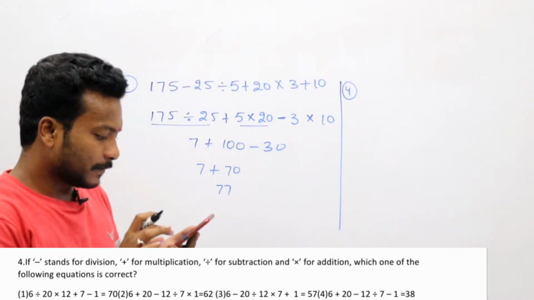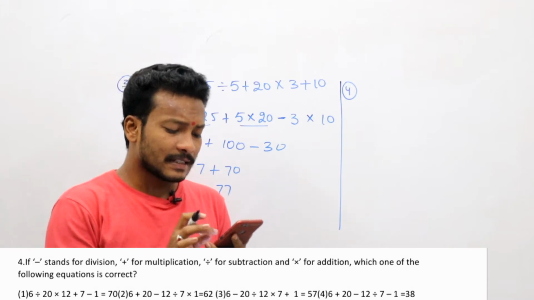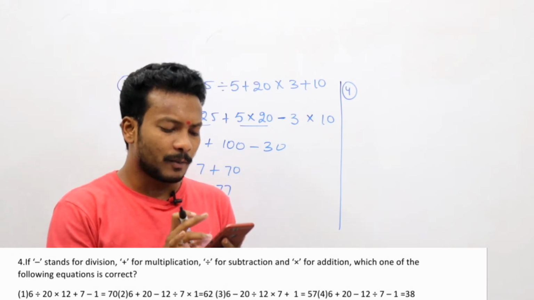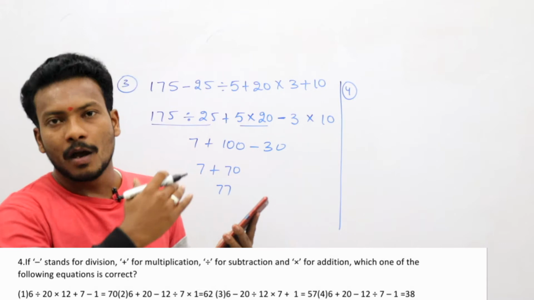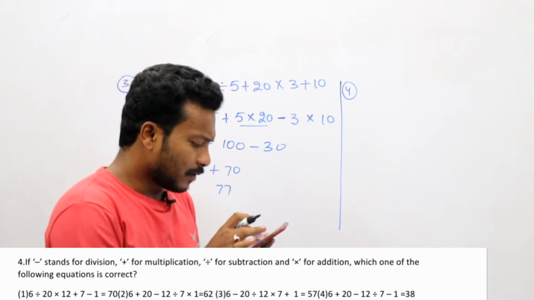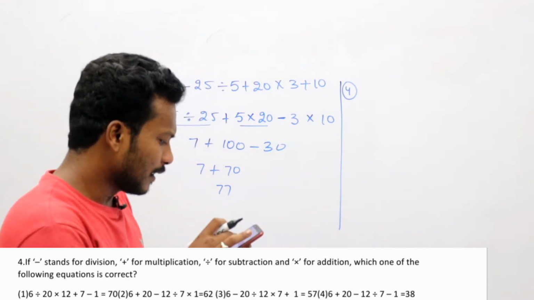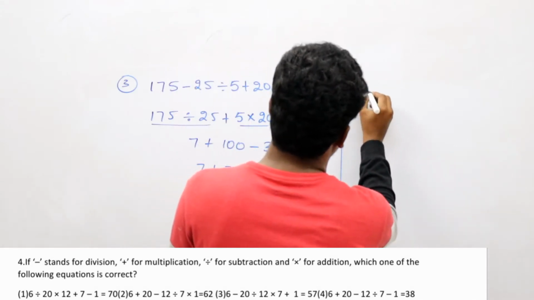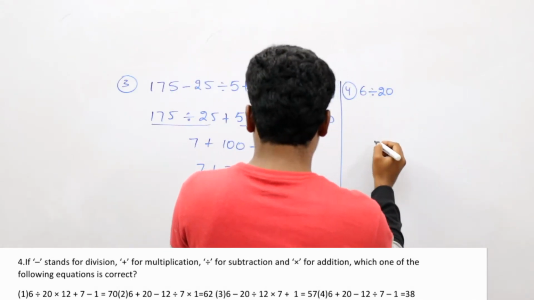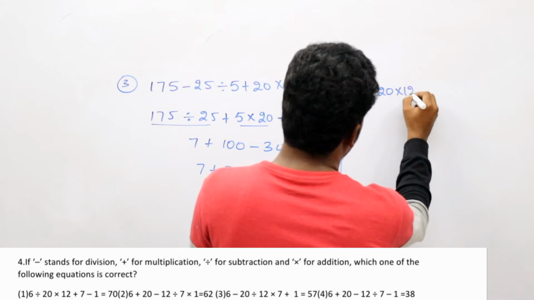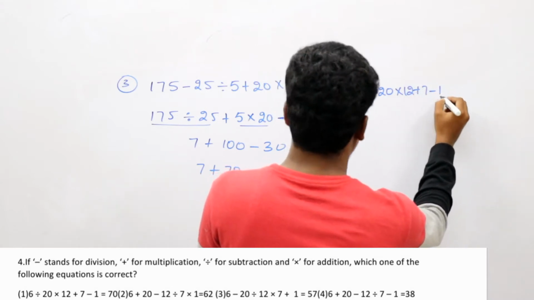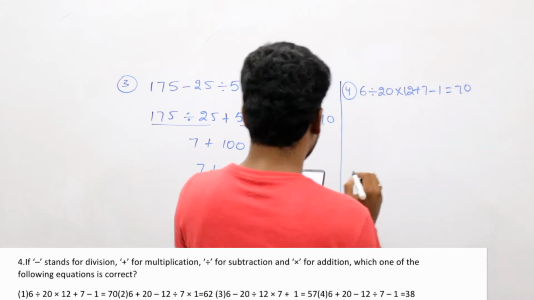What is the fourth question? Okay, again he is asking for a correct value. Correct value means conclusion. Conclusion means we have to do all the numbers. Next, what is the first one? In the fourth one, that is 6 divided by 20 into 12 plus 7 minus 1 is equal to 70.